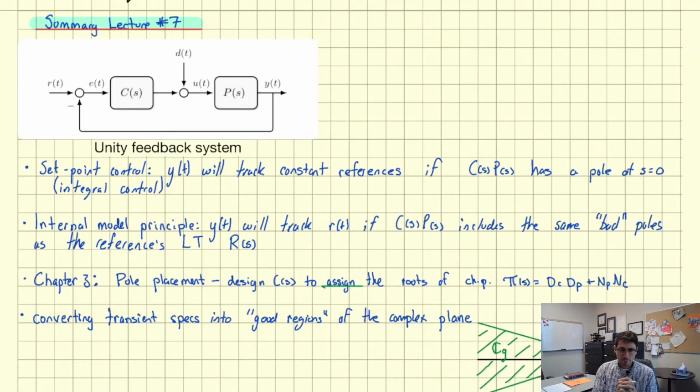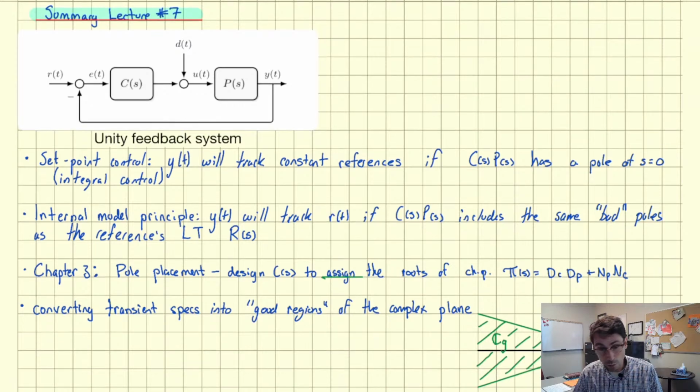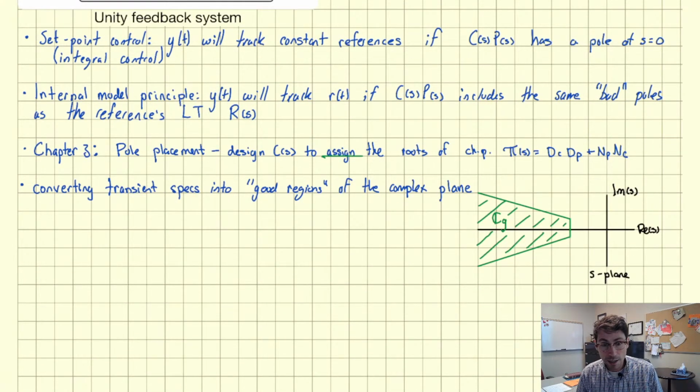Assuming that we can actually design such a controller, the first thing we have to do is figure out where we actually want to put the poles, or the roots of pi. Clearly we want stability, so we want them all to have negative real part, but beyond that we want a little bit more in terms of performance. So what we did yesterday is convert transient specs into good regions of the complex plane. We talked about settling time and overshoot, and if you have those kind of specs, you end up with a good region which looks something like this, a cone with its top chopped off.